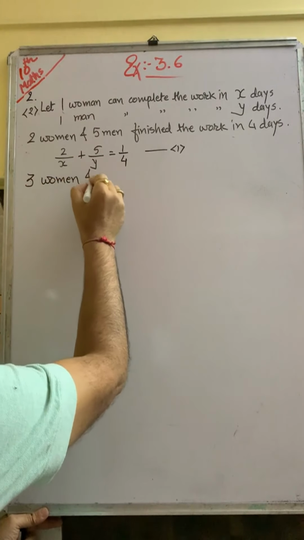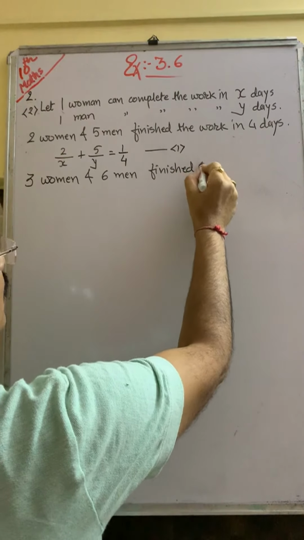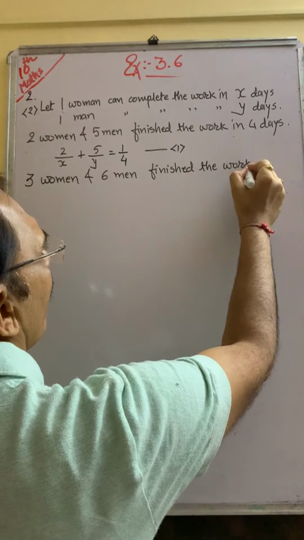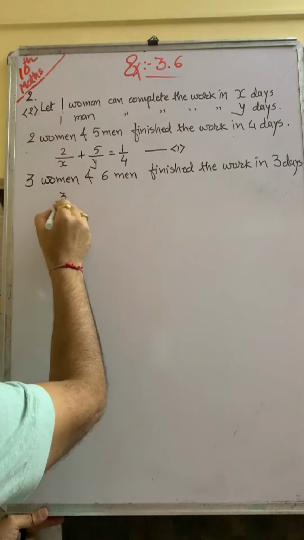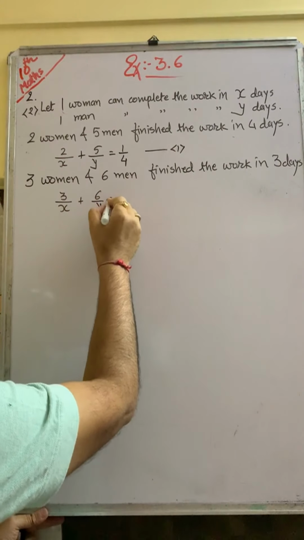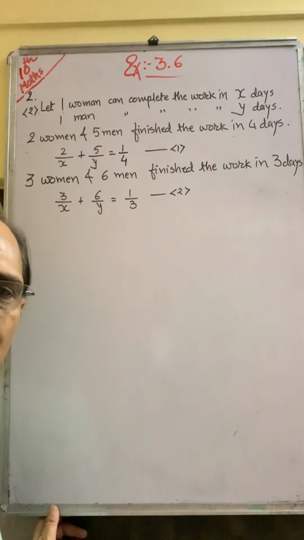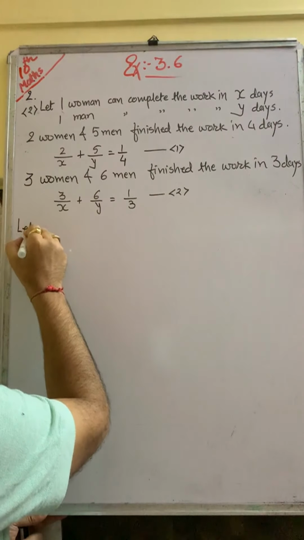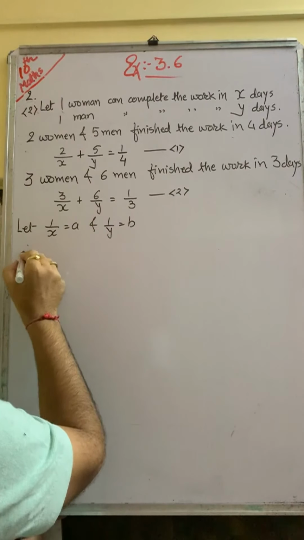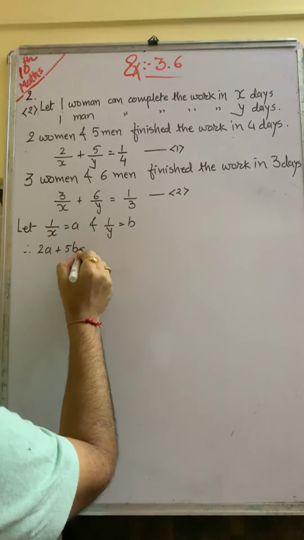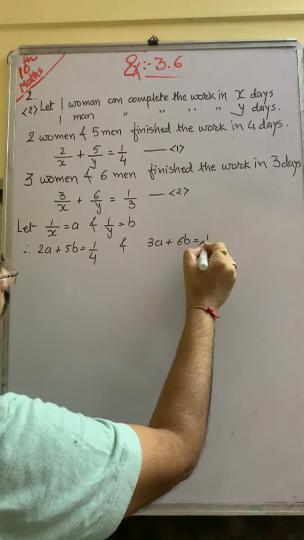Similarly, 3 women and 6 men finish the work in 3 days. Again 3 women, so 3 upon X, 6 men, 6 upon Y, together 1 upon 3 days. Now the equations are ready and it will be easy for you. Let 1 upon X equal A and 1 upon Y equal B. So the first equation will be 2A plus 5B equals 1 upon 4, and 3A plus 6B equals 1 upon 3.